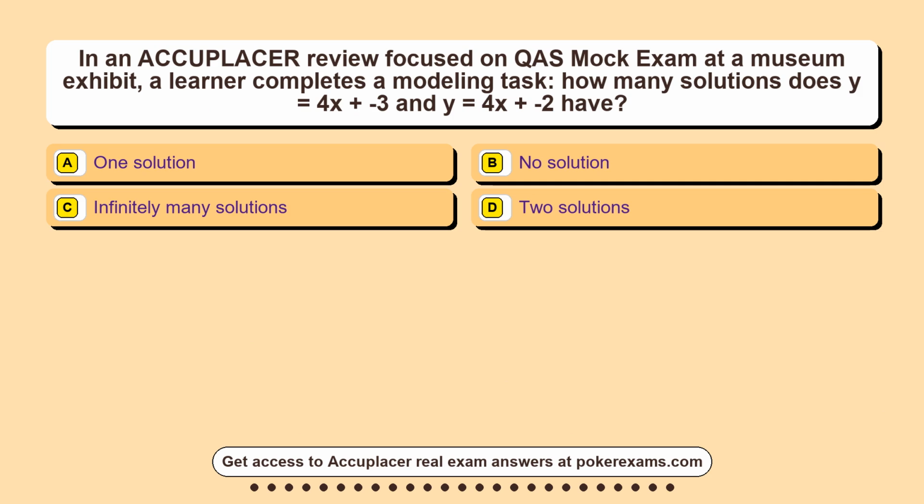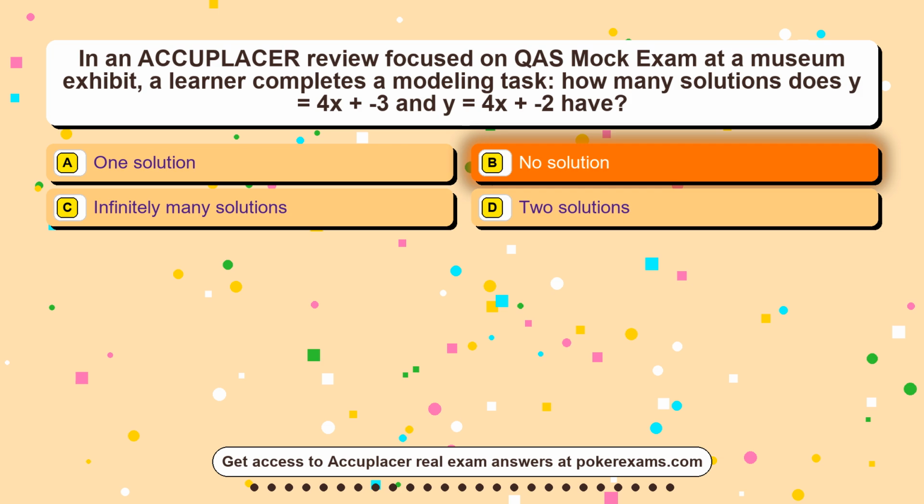Question 12. In an ACCUPLACER review focused on QAS mock exam at a museum exhibit, a learner completes a modeling task. How many solutions do y equals 4x plus minus 3 and y equals 4x plus minus 2 have? Option A, 1 solution. Option B, no solution. Option C, infinitely many solutions. Option D, 2 solutions. The correct answer is option B, no solution.